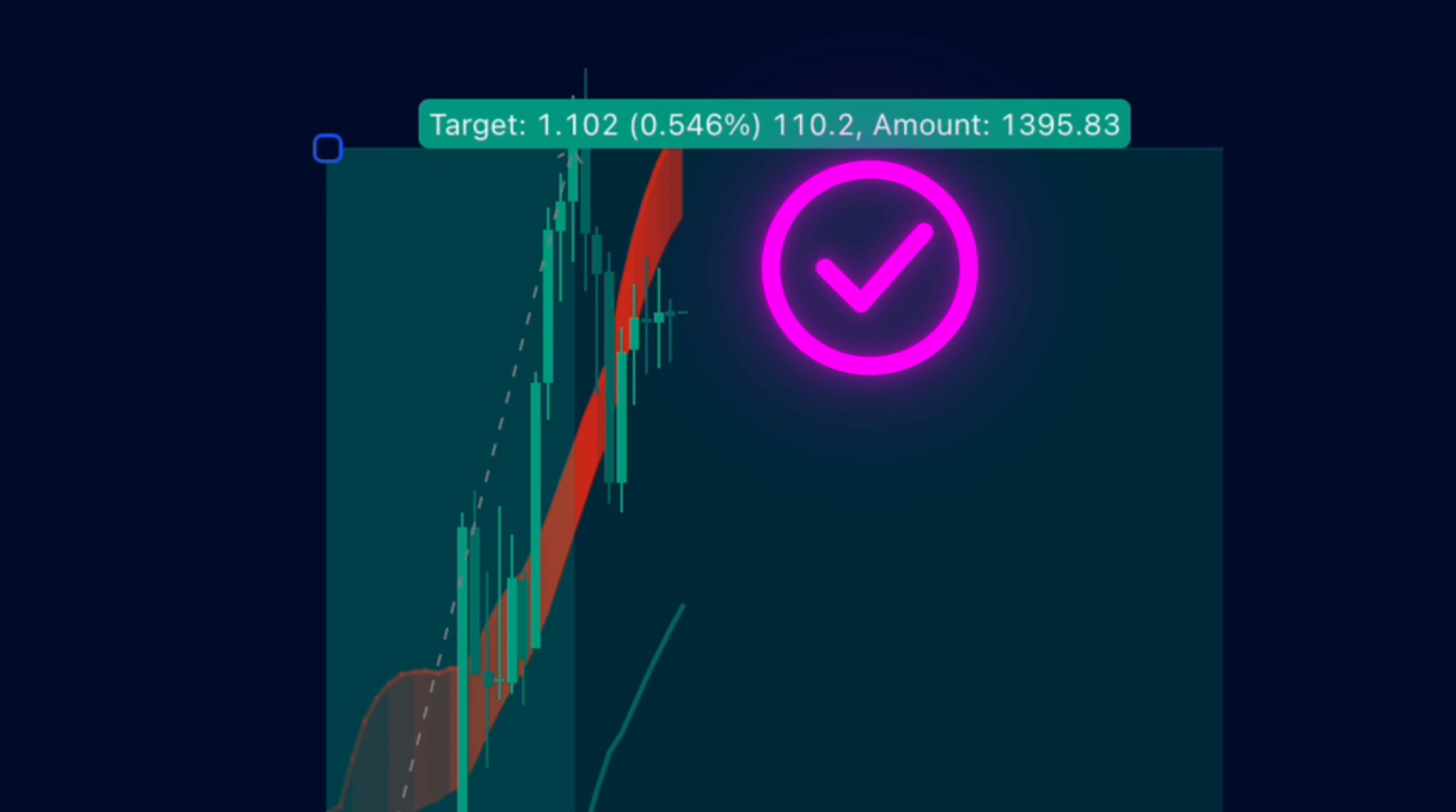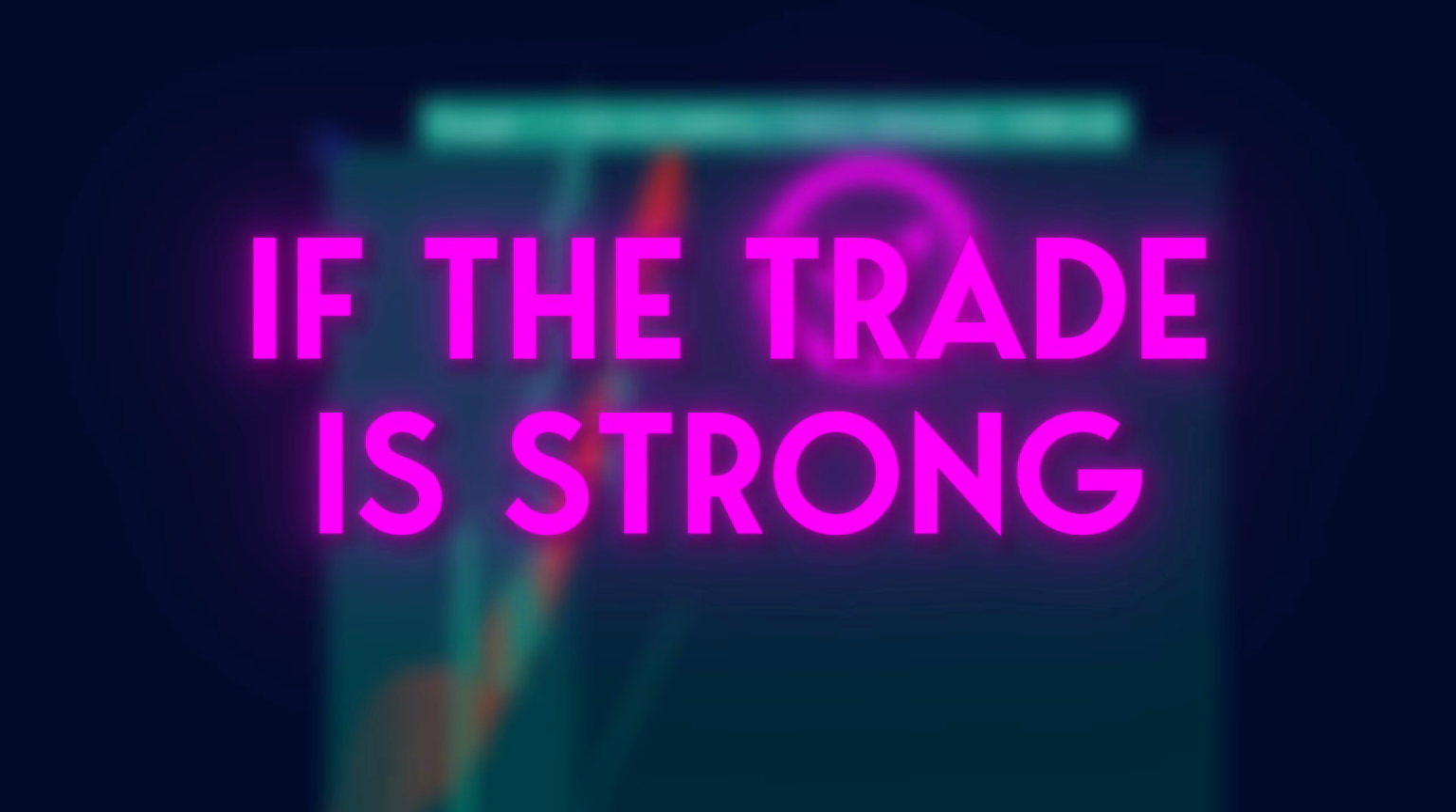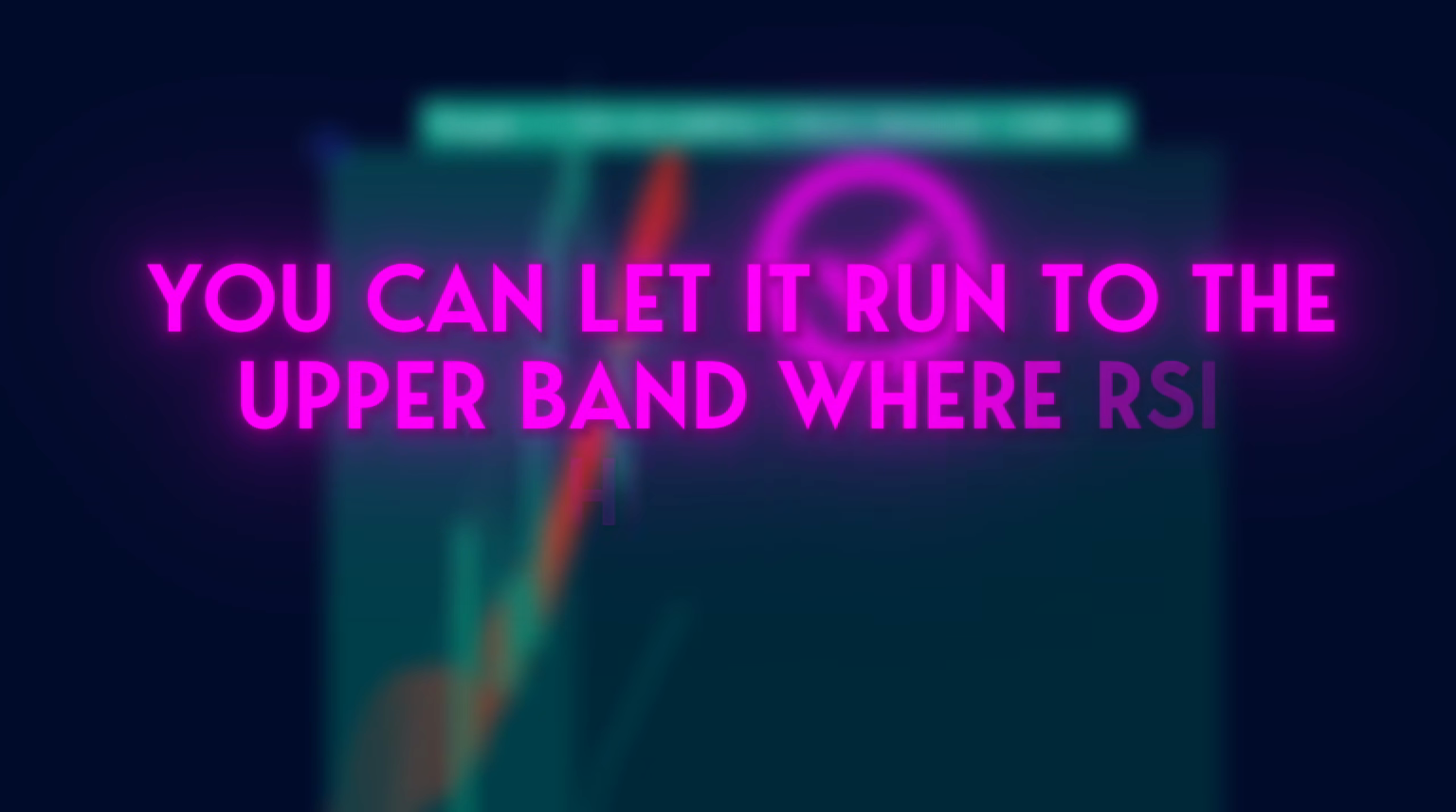Now, when all 4 conditions align, enter long at the close of the rejection candle. Place your stop loss just below the lower band where the bounce occurred. For take profit, target the midline first, where RSI returns to 50, equilibrium. If the trade is strong, you can let it run to the upper band where RSI hits 70.